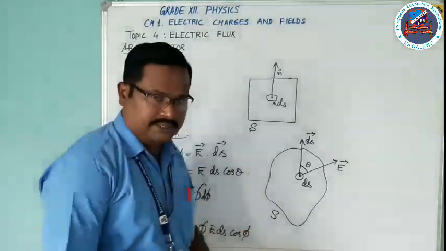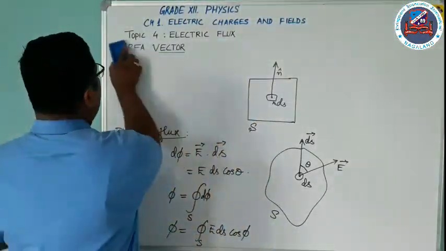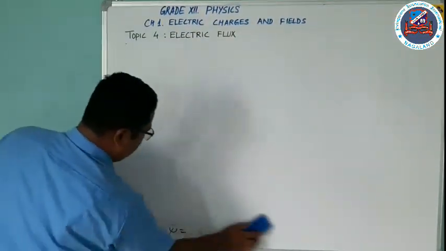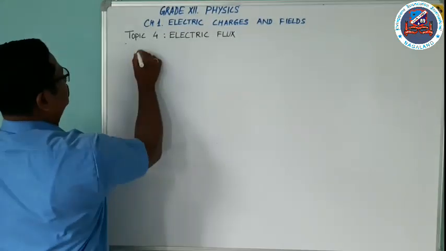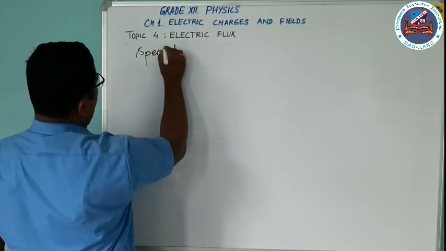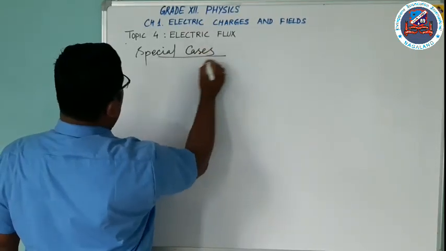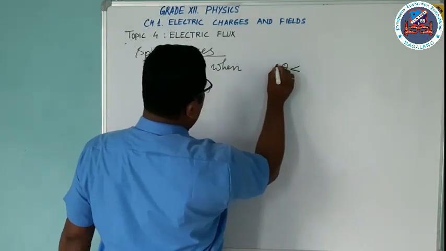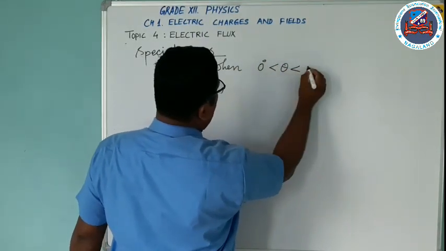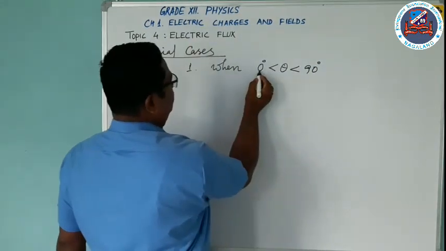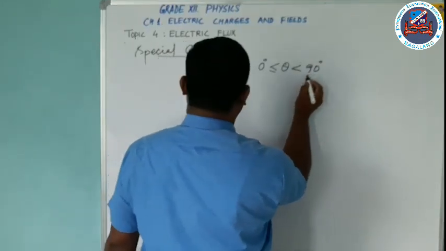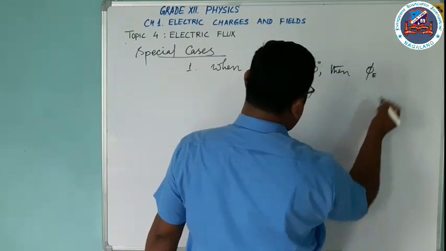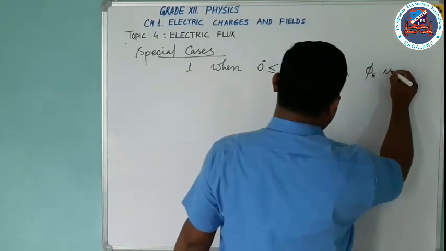Now there are three special cases. Case 1, when theta lies between 0 degree and 90 degree, it can be equal to 0 but cannot be equal to 90 degree, then the electric flux phi E is positive.